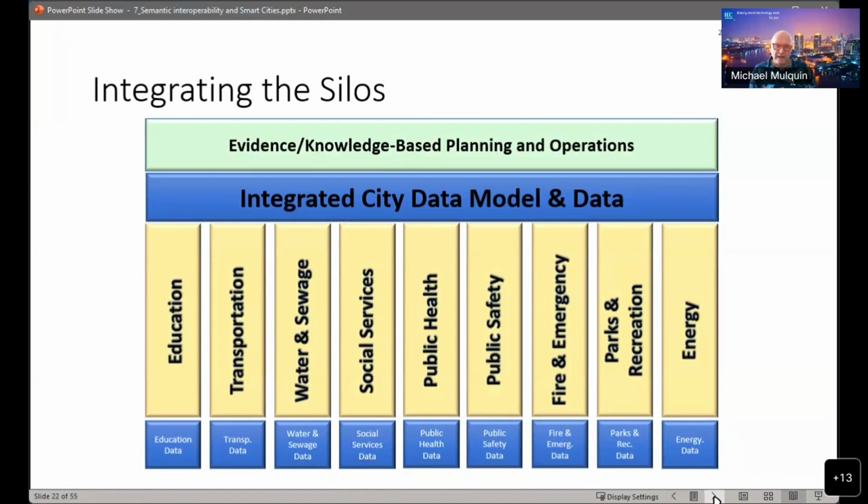So we need some way to enable that to happen, which means some sense in which we can integrate, as far as we can, a city data model and the data in a common way between these different systems.